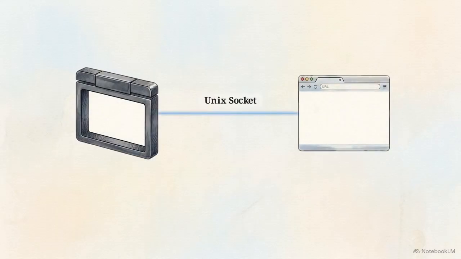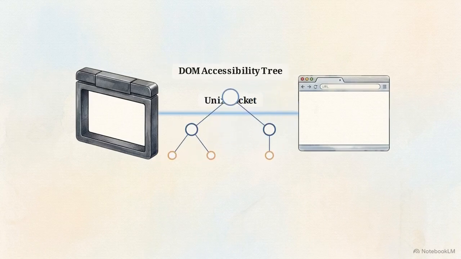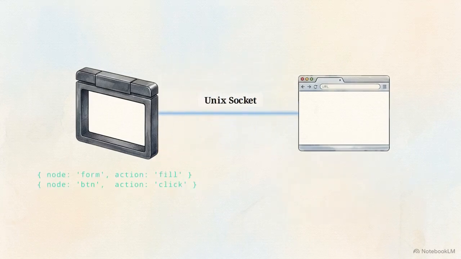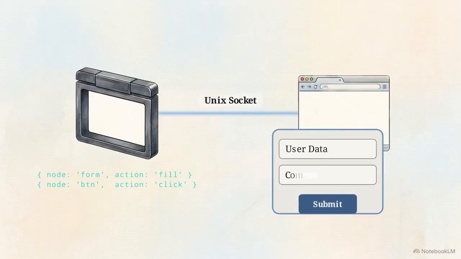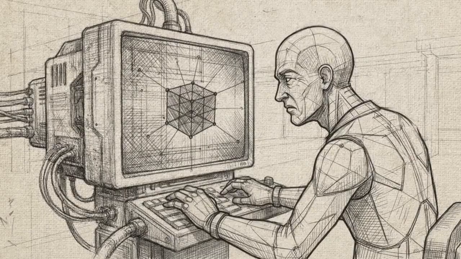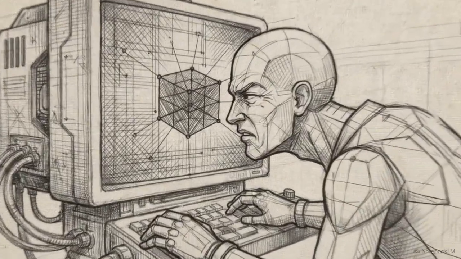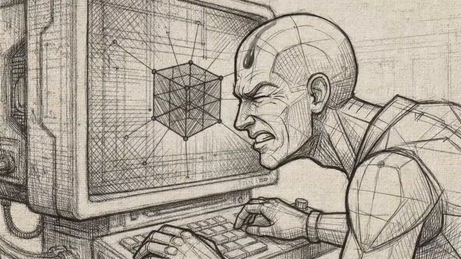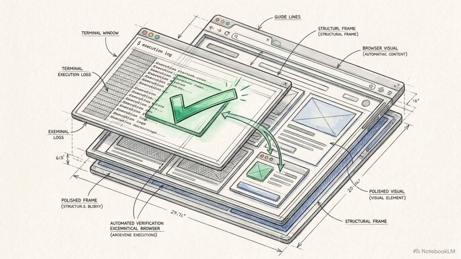A Unix socket acts as a secure, high-speed bridge between the CLI agent and this integrated browser environment. The agent pings the socket, requesting a full snapshot of the browser's DOM accessibility tree. Utilizing the returned element references, the agent can autonomously fill forms, trigger clicks, or evaluate JavaScript natively against the live page. In legacy workflows, the agent halts and waits for a human developer to manually confirm that a visual change was successful. A programmatic, socket-driven web environment closes the feedback loop, enabling agents to verify their own UI changes independently.